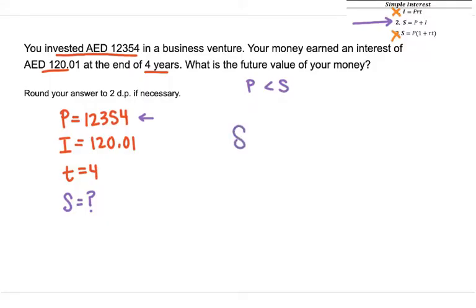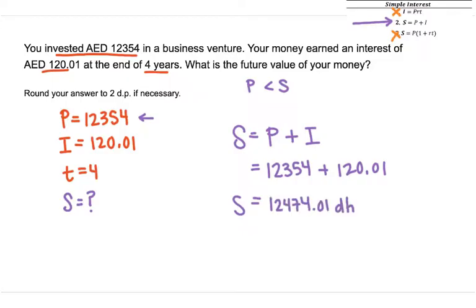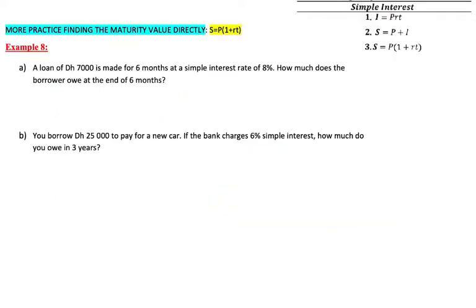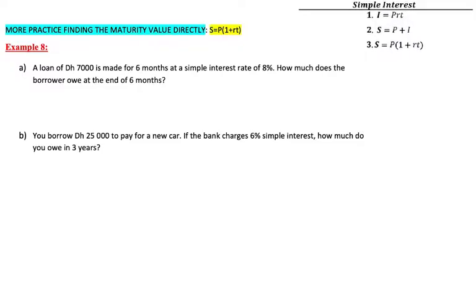We'll use the formula S equals P plus I, and we will plug in the starting amount that we invested, which was 12,354. The interest we earned, they told us, was 120.01. Then you just add those two together to get the future value of 12,474.01 dirhams.